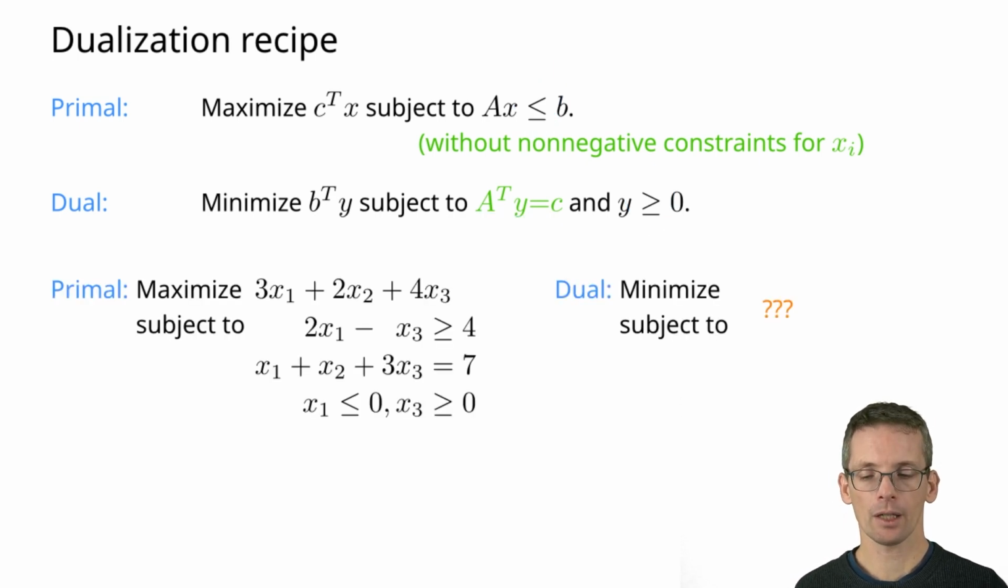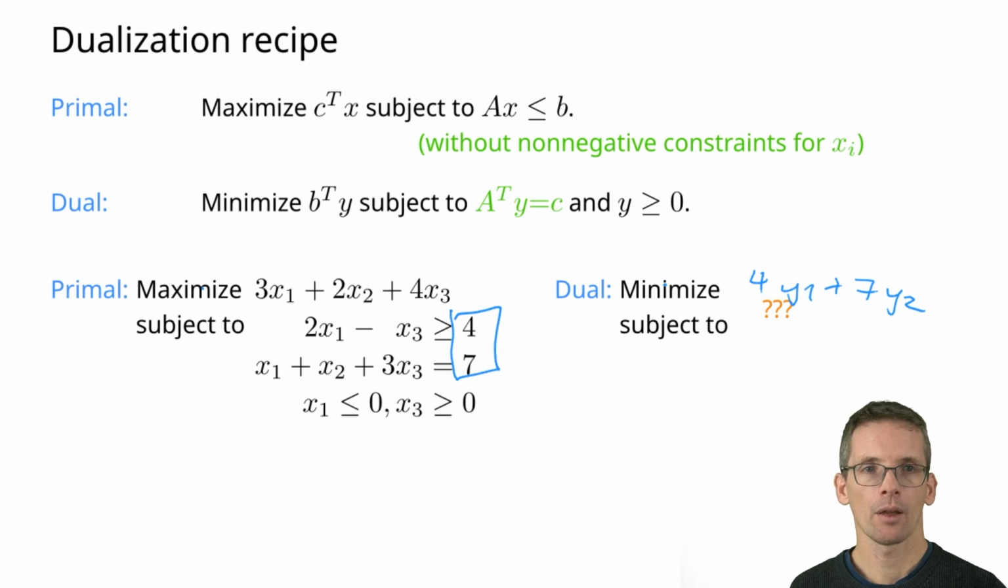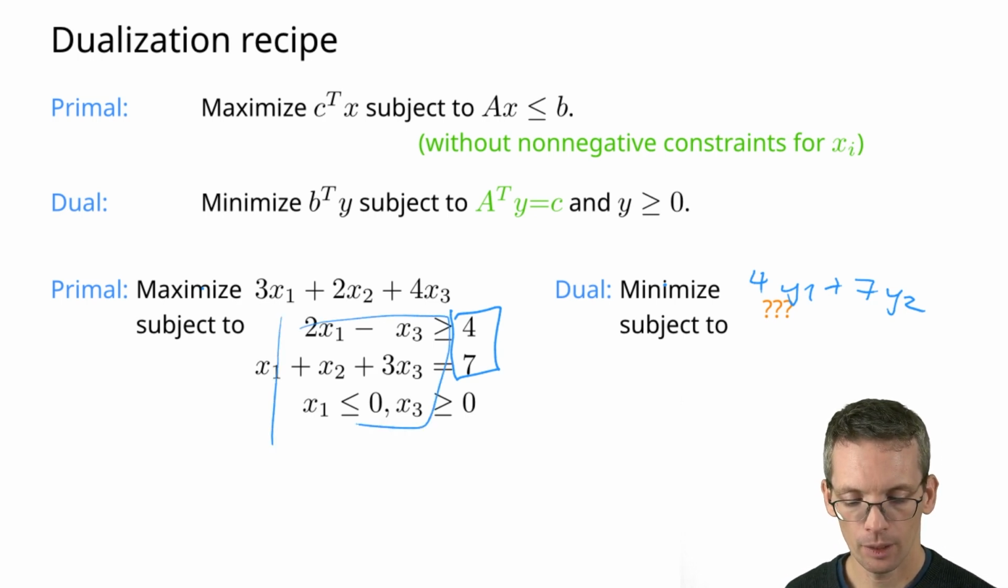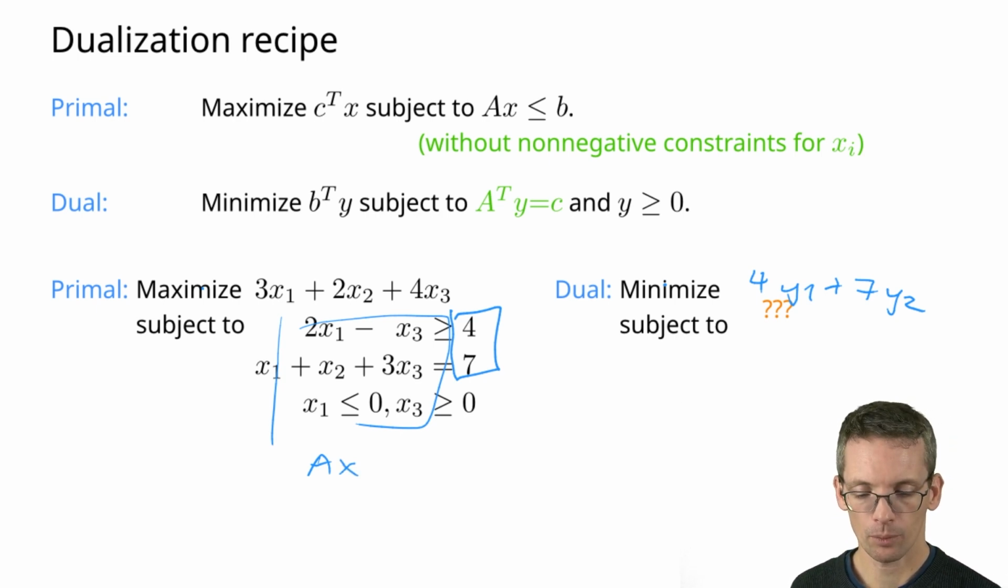Let's do another example. Here's our primal. What does that translate to? So here we had maximize, here, of course, we have minimize. What do we want to minimize? For that, we have to look at the b here, and then we will get 4y1 plus 7y2. Then here I have A times x. There I then get y times A transposed.